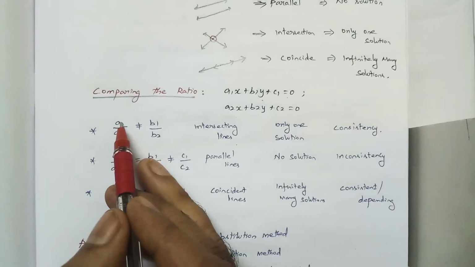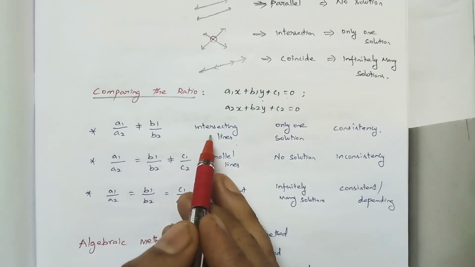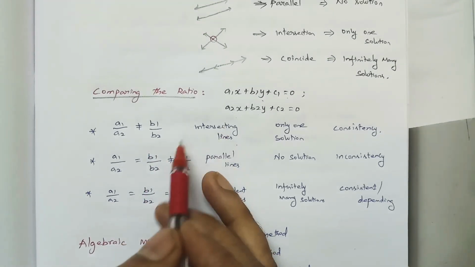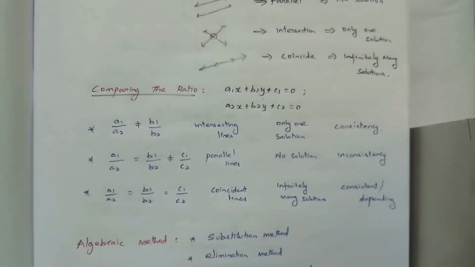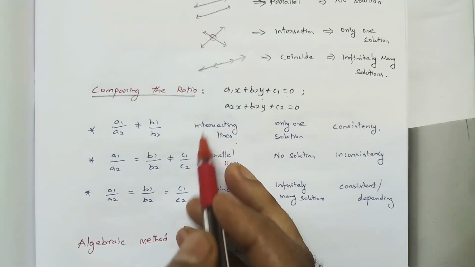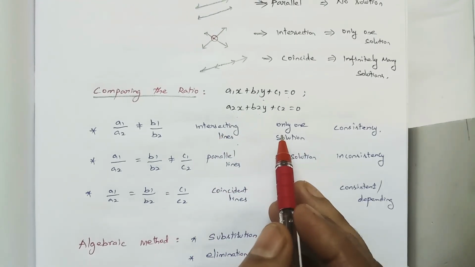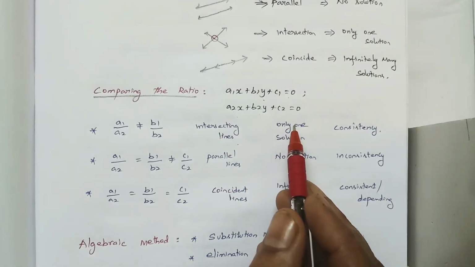If a1 by a2 is not equal to b1 by b2, then the graph will be intersecting lines. The lines will intersect for the above equations, and there is only one solution.